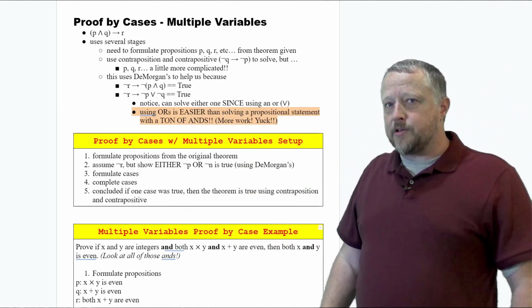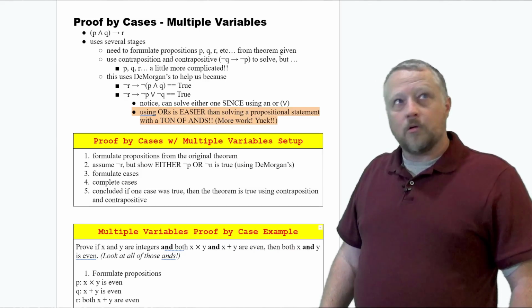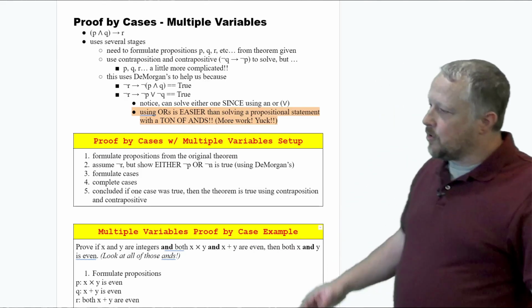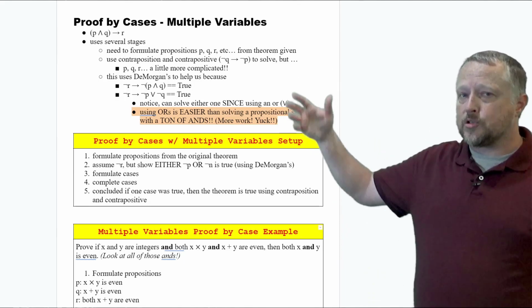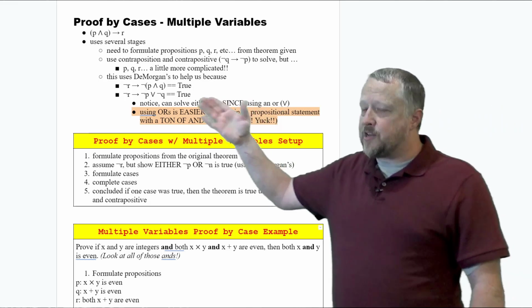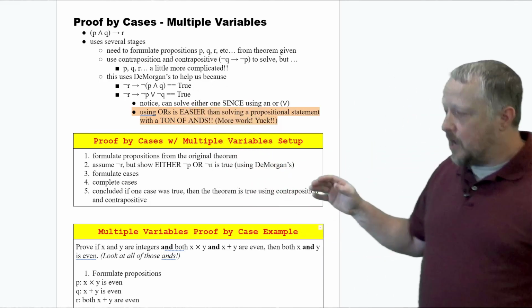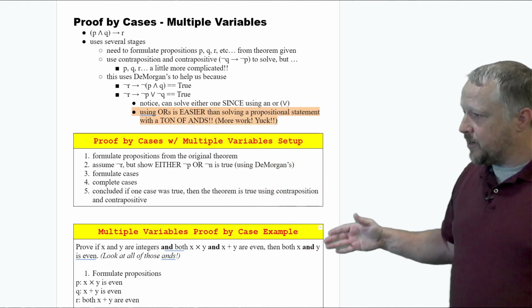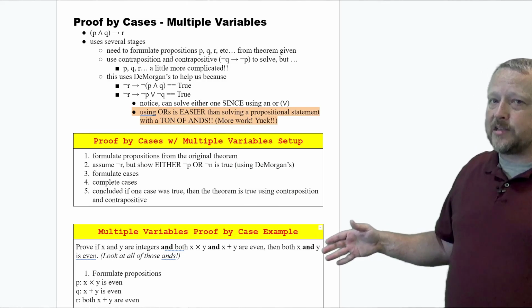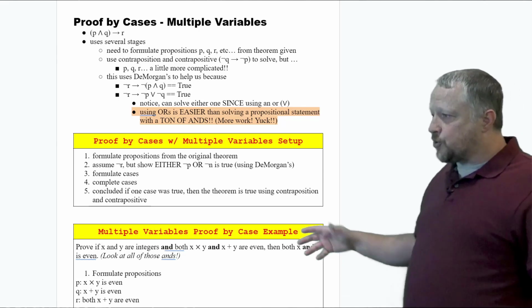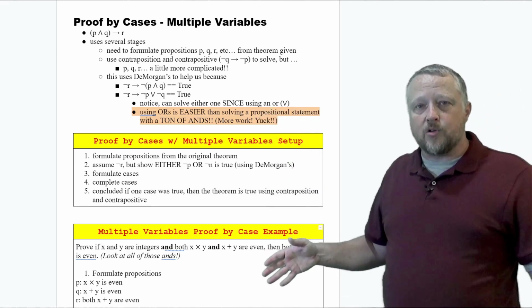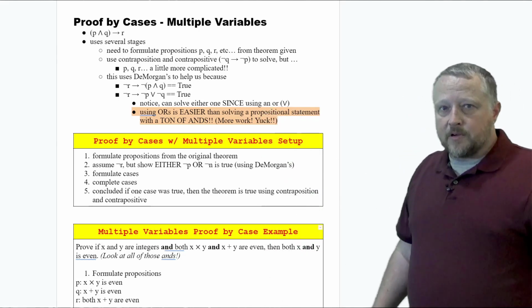How many of you like doing more work? I don't hear anything. So that's what's going to happen when we do our proof by cases using multiple variables. We're trying to eliminate some of the work by using De Morgan's, especially if we're given a statement that has a lot of ands in it. We want to do less work, right? And if we change this over using De Morgan's, the items that use or, hey, it's equivalent.